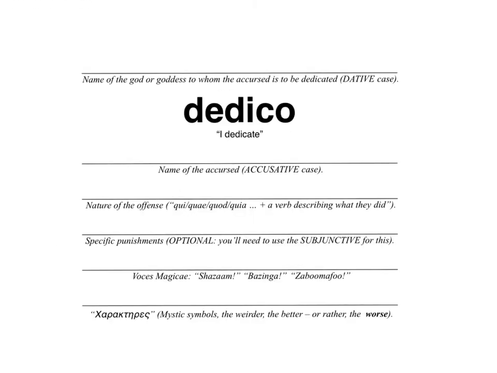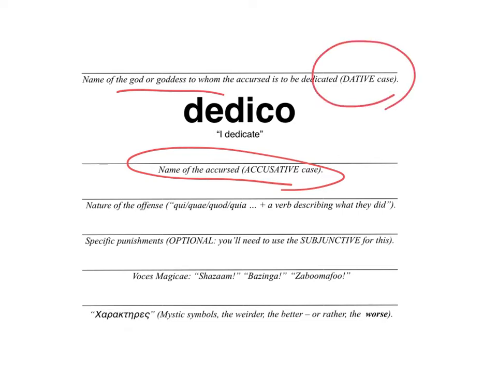Scroll down in the document that contains the rubric and you will find the following template. Basically, this walks you through creating a Latin sentence that you will carve on your tablet. The verb of the sentence is given to you. Dedico means I dedicate. And the point here is to dedicate the person that you are cursing, their name in the accusative case, to a god or goddess of the underworld, and that god or goddess needs to be in the dative case. So, to the god I dedicate so-and-so.